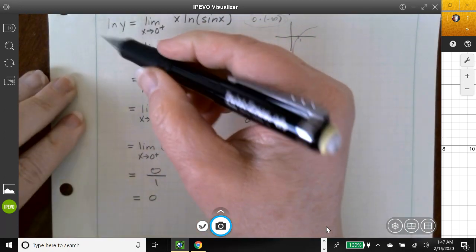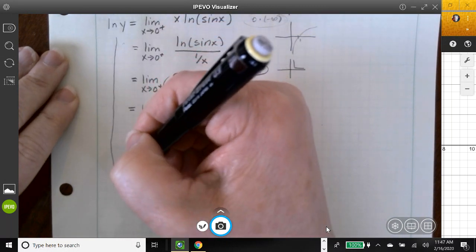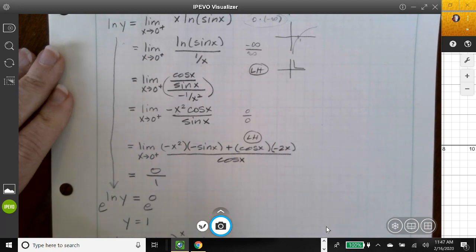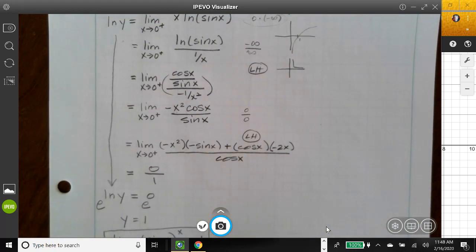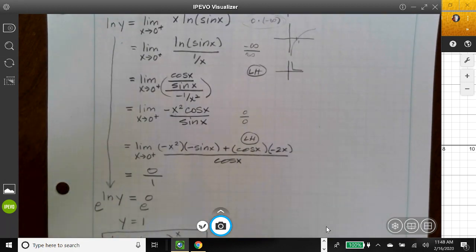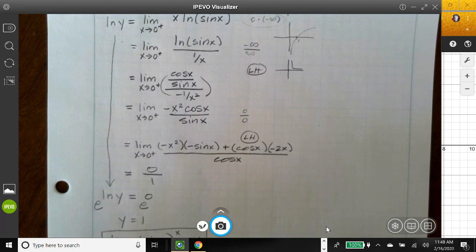But I can't forget so long ago that I took the natural log of both sides. So I have to bring that down. And I get the natural log of y equals 0. So I have to exponentiate. And I get y equals 1, which means the limit as x approaches 0 from the plus side of sine x raised to the x is equal to 1. There you go. All right, so sometimes you have to use the product rule in our attempt to use L'Hopital's. All right, that's number 10.